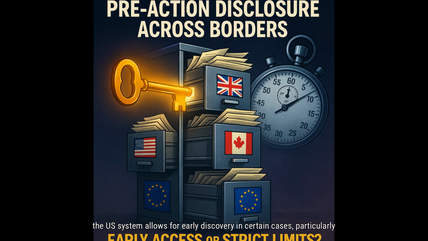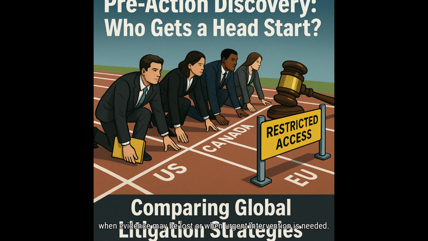The US system allows for early discovery in certain cases, particularly when evidence may be lost or when urgent intervention is needed. In contrast, the EU generally restricts pre-action disclosure, though it may be permitted in specific contexts, such as competition law. This comparative approach shows how pre-action disclosure can either streamline disputes or remain tightly controlled, balancing the need for early access to evidence against the risks of fishing expeditions.